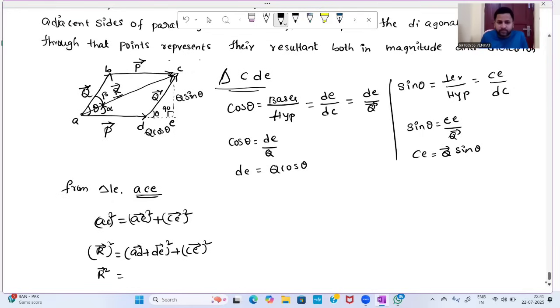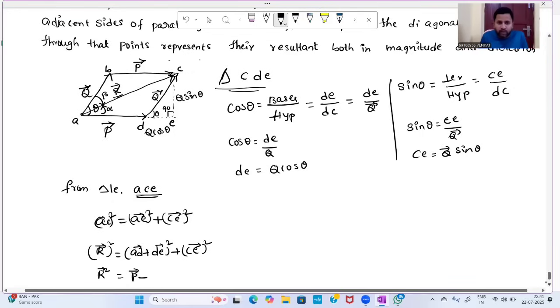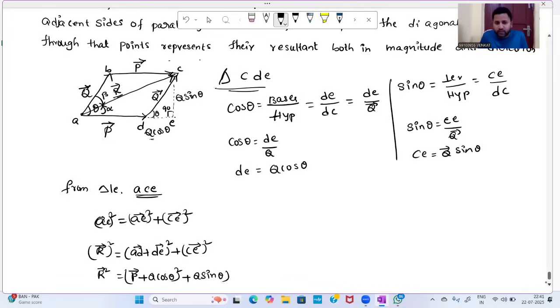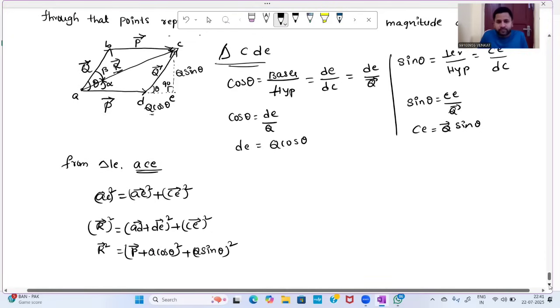Then AD is here the P vector, plus DE, which is Q cos theta, whole square, plus CE, which is Q sin theta, whole square.